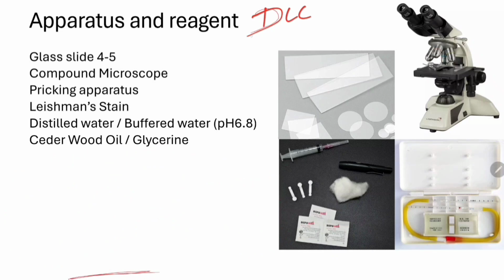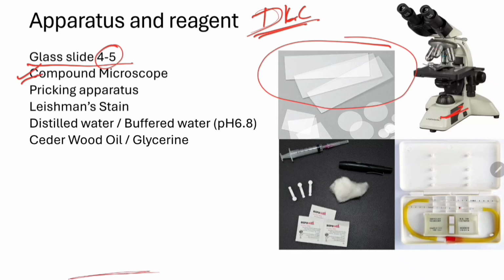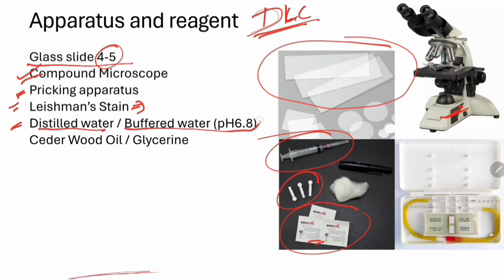For DLC, differential leukocyte count, we need a glass slide. Firstly, we need a compound microscope. We have a microscope here. Then a pricking apparatus to collect the blood sample. This is the spirit soap. Then we need Leishman stain to stain the cells so that we can count them. Then we need distilled water or buffered water, with pH 6.8.